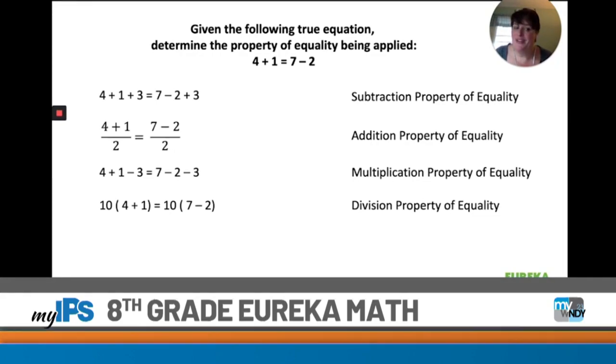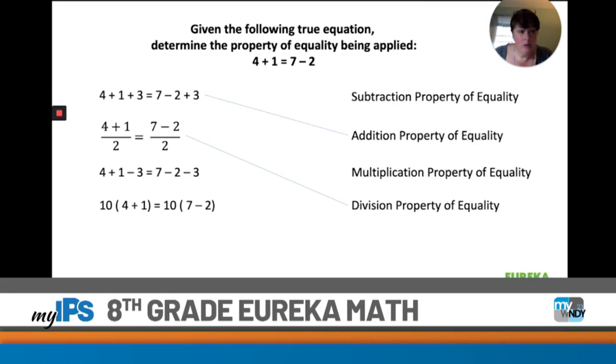All right, did you have some fun and think about which one matched? Let's take a look. 4 plus 1 plus 3 equals 7 minus 2 plus 3. It looks like we added 3 to both sides. That's the addition property of equality. What about the next one? 4 plus 1 divided by 2 is equal to the quantity of 7 minus 2 divided by 2. Did you think that was the division property of equality? Great job. 4 plus 1 minus 3 equals 7 minus 2 minus 3.